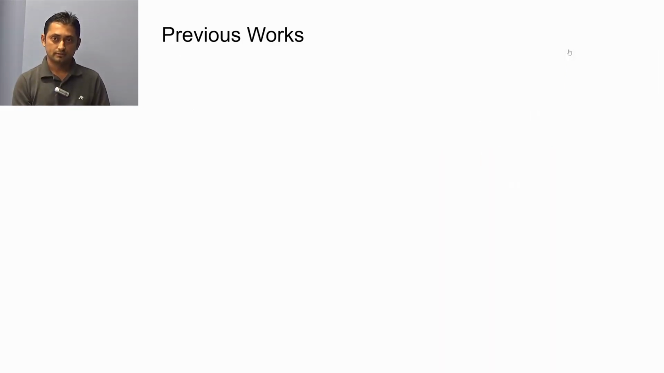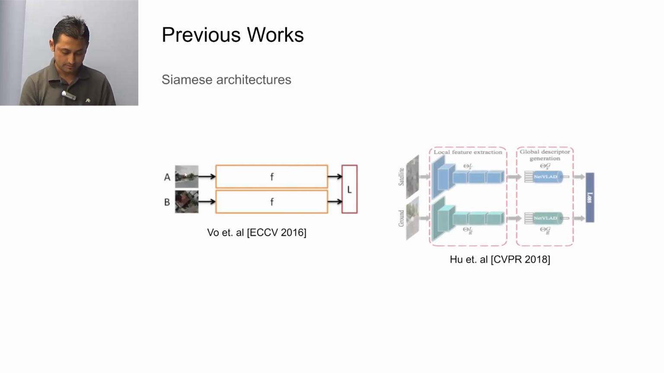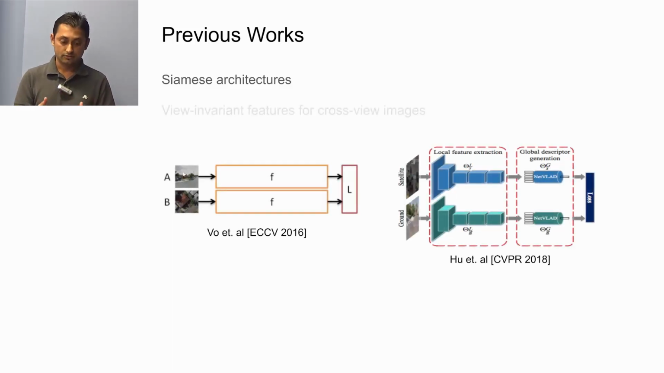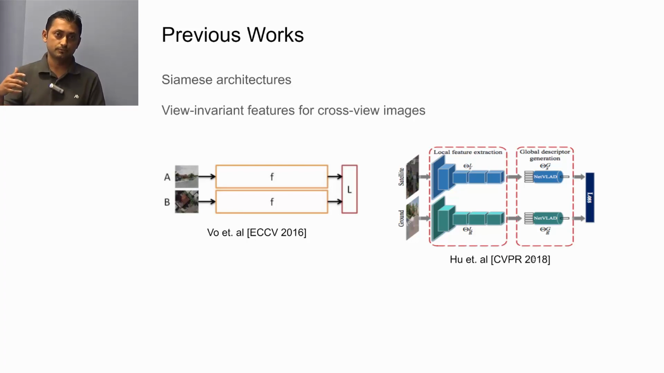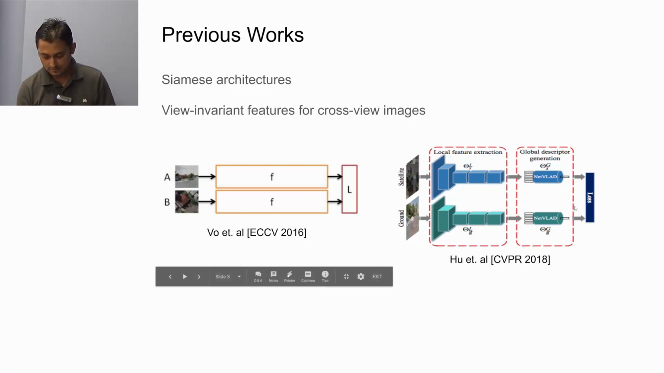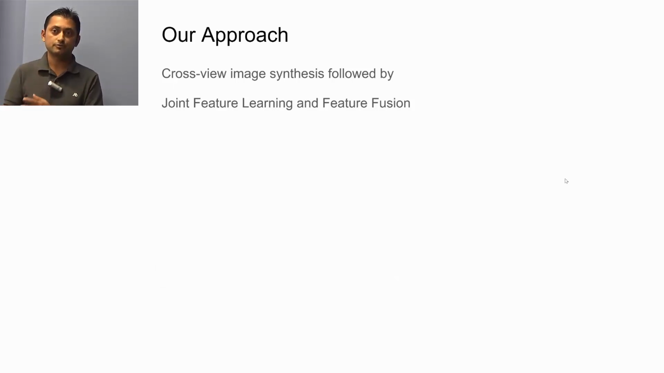The previous works in cross-view image matching use Siamese type architectures where you have two branches of networks that take the aerial and the ground images and learn the features. Also, the previous work in CVPR 18 uses NetVLAD features to learn better features from these two sets of images and do the feature matching. While in our approach, we first try to generate the image in the target view that looks very similar to the reference database images and then use them together for the cross-view image matching.